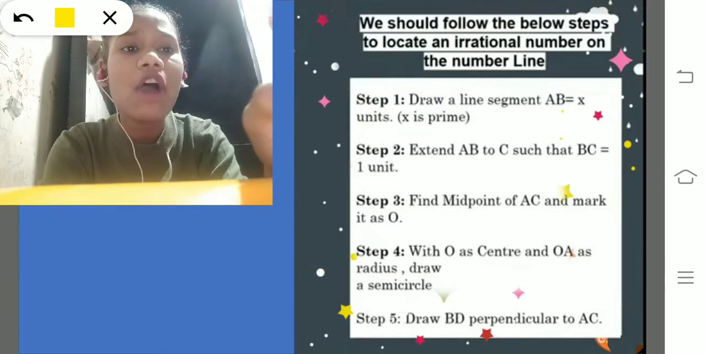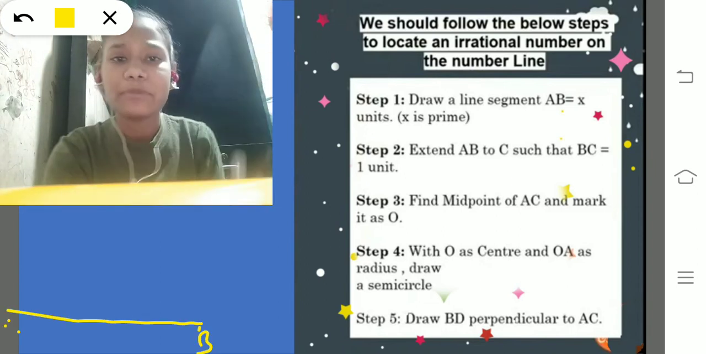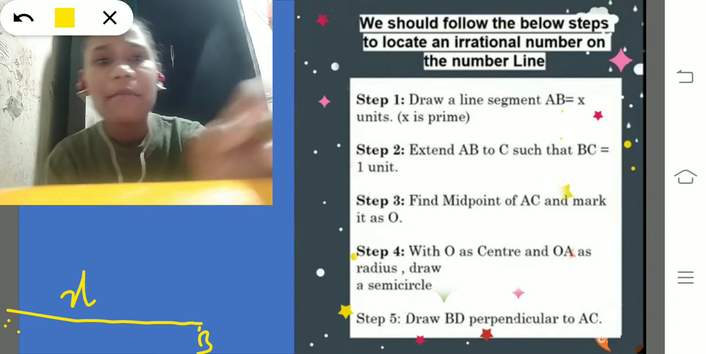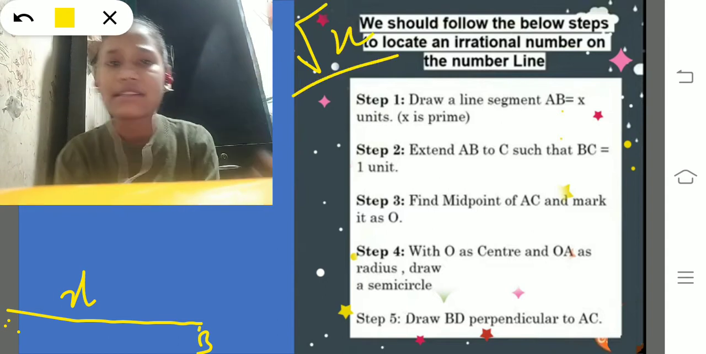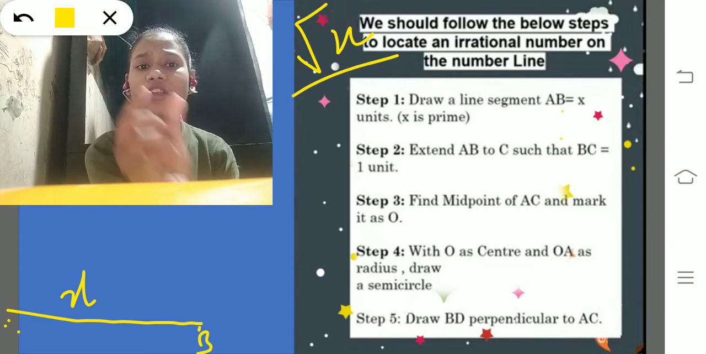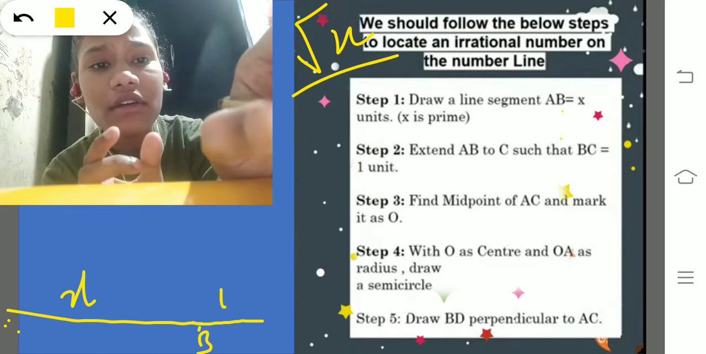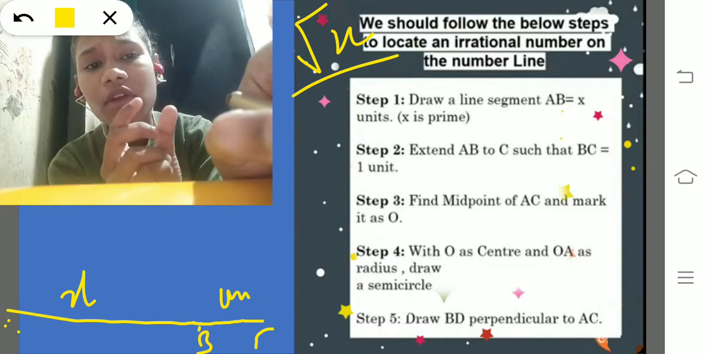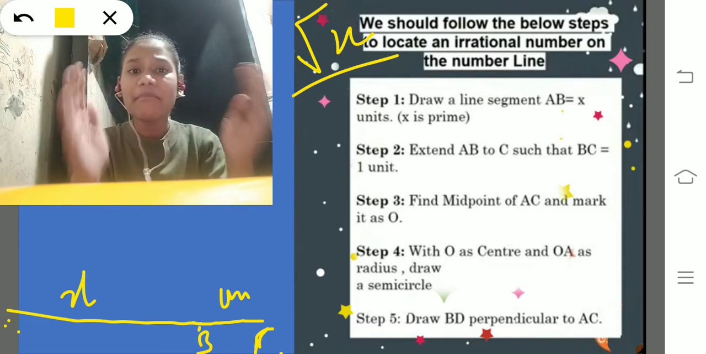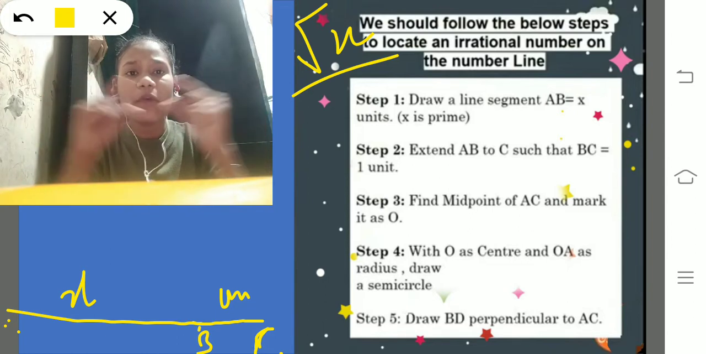We have to draw a line segment over here, A and then B. After we draw it, we will name its length X, because we are doing root X. Then we will extend 1 centimeter line to point B, and we will draw 1 unit line and denote the end as C. Then we will find the midpoint of the line from point A to point C.